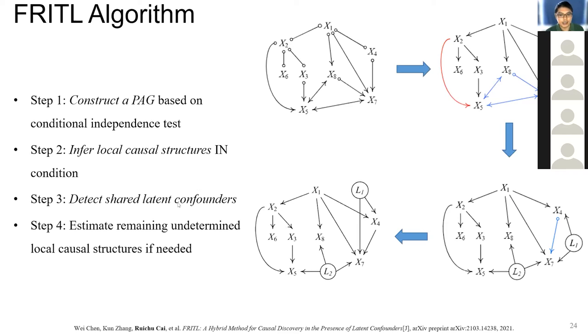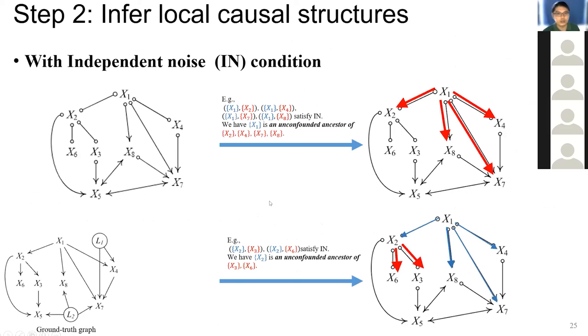Third, it tests the shared latent confounders using the triad conditions. Okay. We'll go to the second step, because the first step is simply achieved by the existing causal skeleton search methods, such as FCI, RFCI, and so on. Then in step two, based on the skeleton, we infer the local causal structures with independent noise.